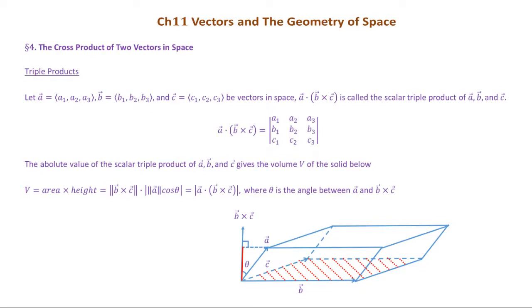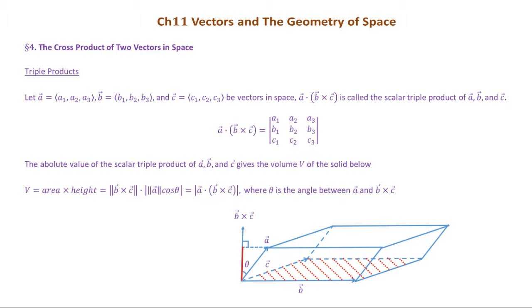But we are talking about the volume, so we should always keep the positive sign. So you just take the absolute value of this dot product. In other words, we have shown that the triple product of three vectors gives you the volume of the skewed box formed by those three vectors.